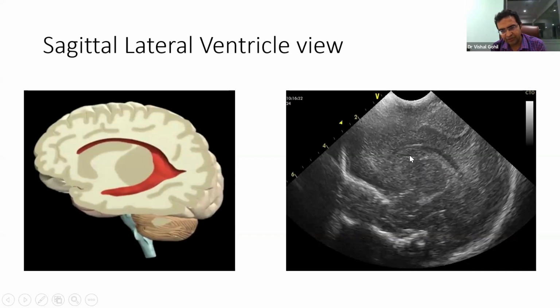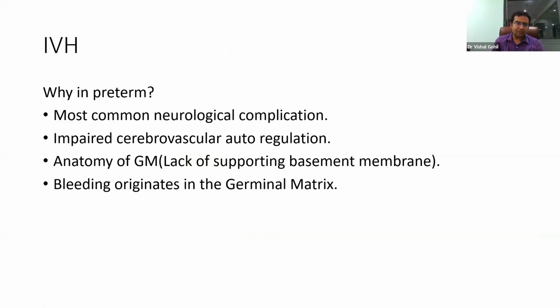Over here there would be your corpus callosum, and there would be the germinal matrix adjacent to that part, which is more prone to bleed. So this is your lateral ventricular view. Now let's discuss the main topic, the intraventricular hemorrhage. Why is it common in the preterm?